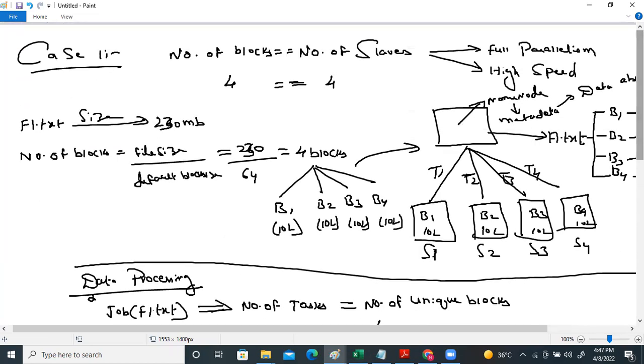If blocks are more than slaves, less speed. If blocks and slaves are equal, high speed, full parallelism. If only one slave, no parallel processing at all; sequential processing is going to happen.